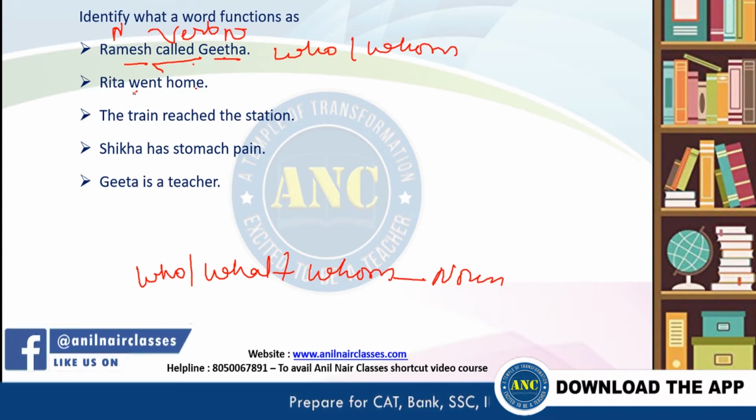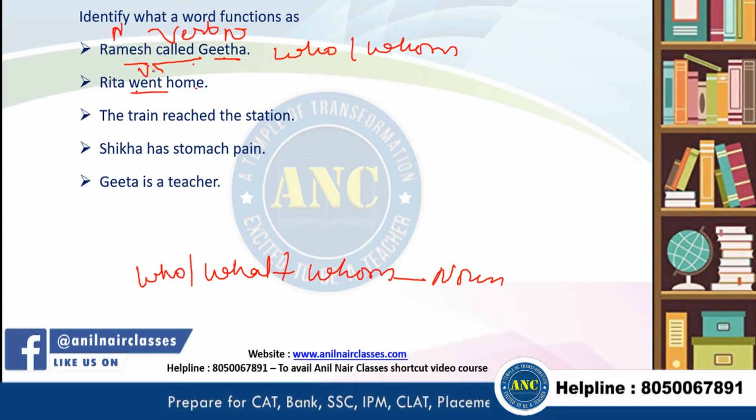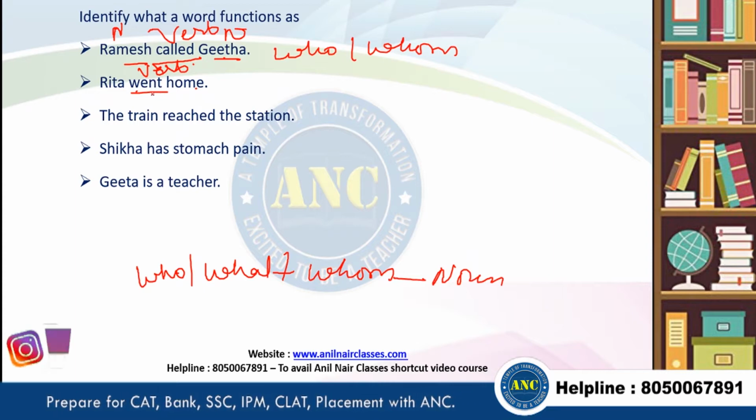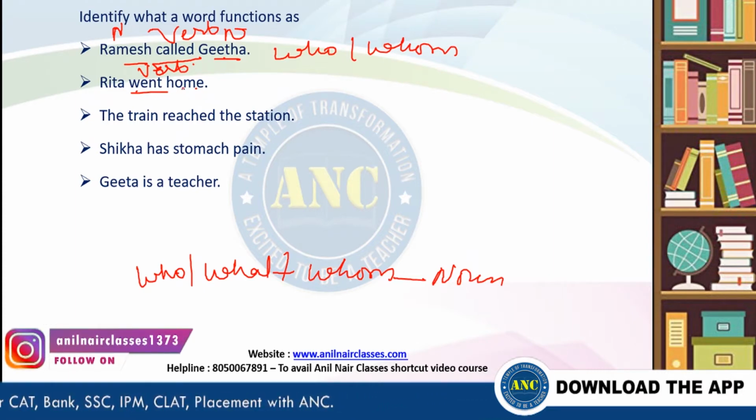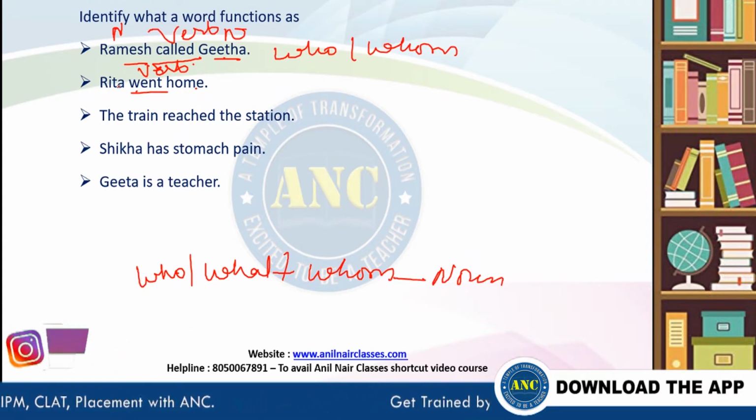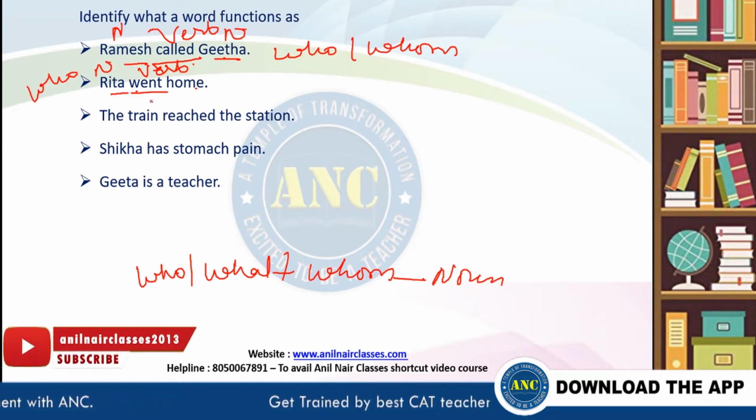Rita went home. I again help you out with the verb. So went is our verb. So we'll ask the question, who went home? Rita. So Rita is our noun because we got the answer to our who question.